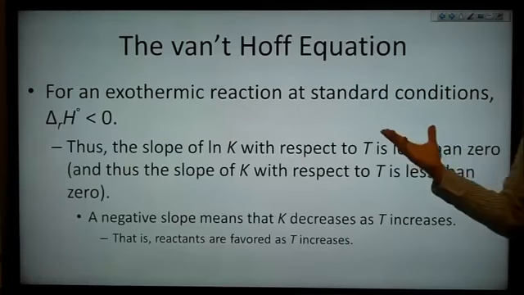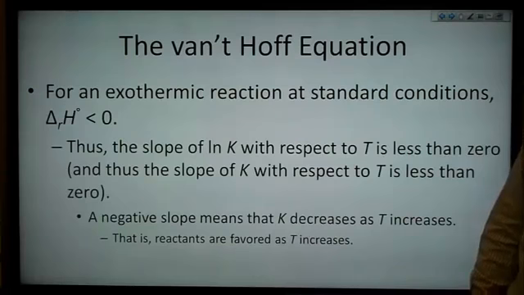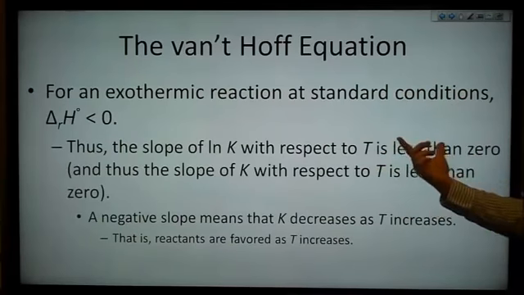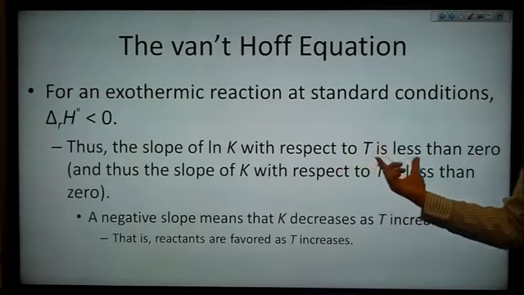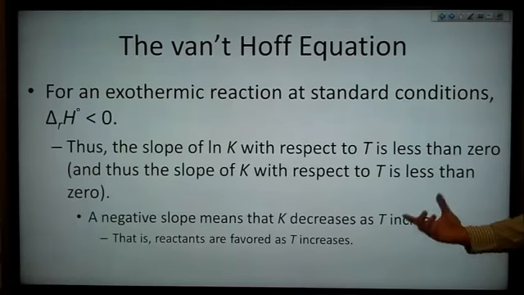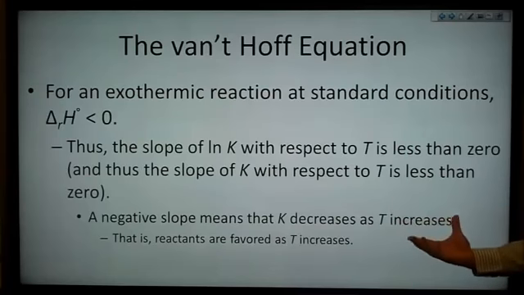So for an exothermic reaction at standard conditions, our standard enthalpy of reaction is less than 0. And this means that now our slope of natural log of K with respect to temperature is less than 0. And this means that the slope of our equilibrium constant K with respect to temperature is less than 0. And a negative slope means that our equilibrium constant K decreases as temperature increases. And that means that reactants are favored as temperature increases.